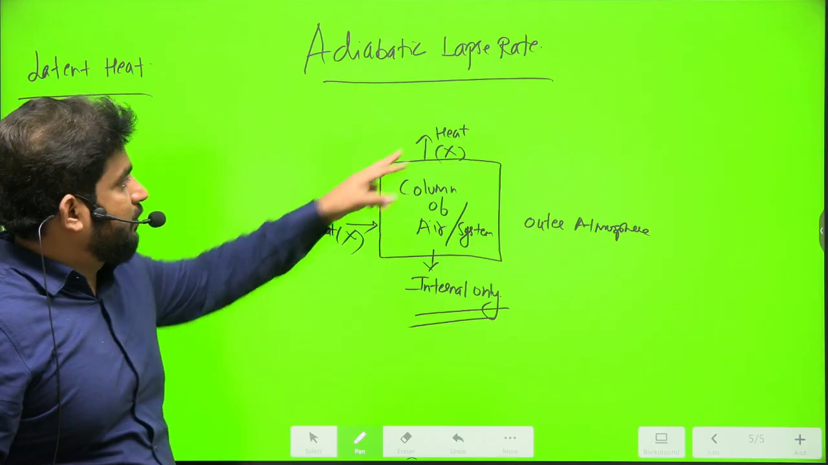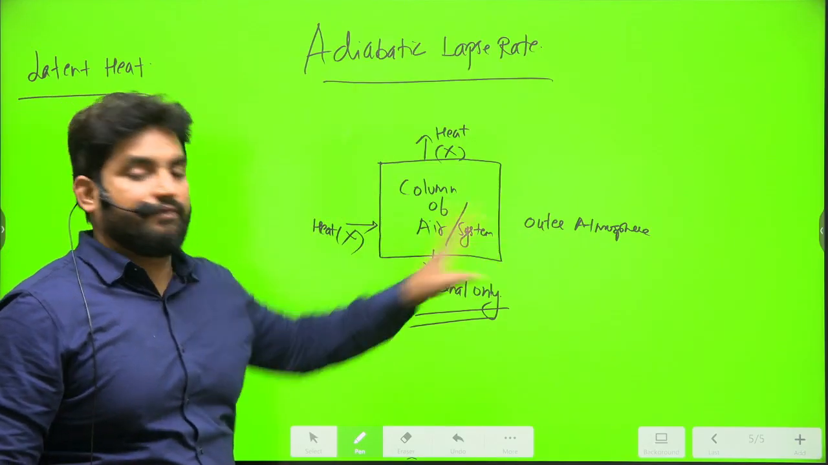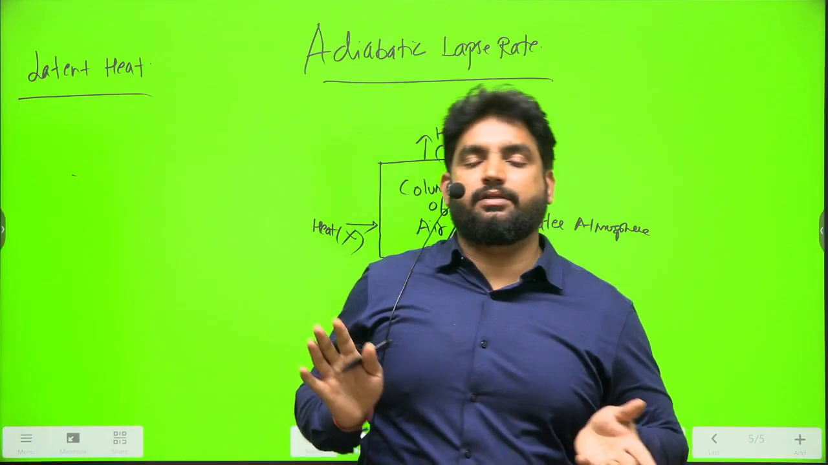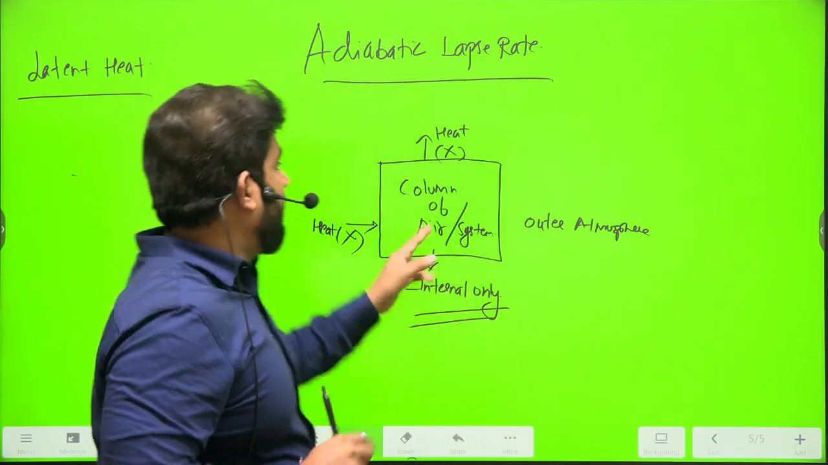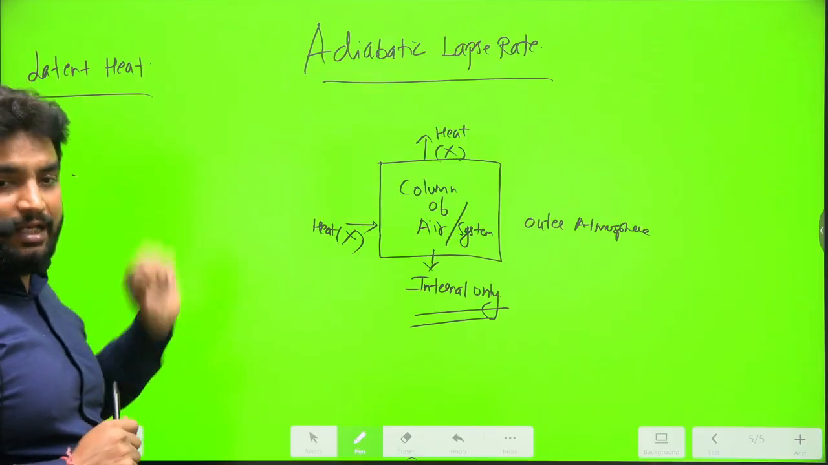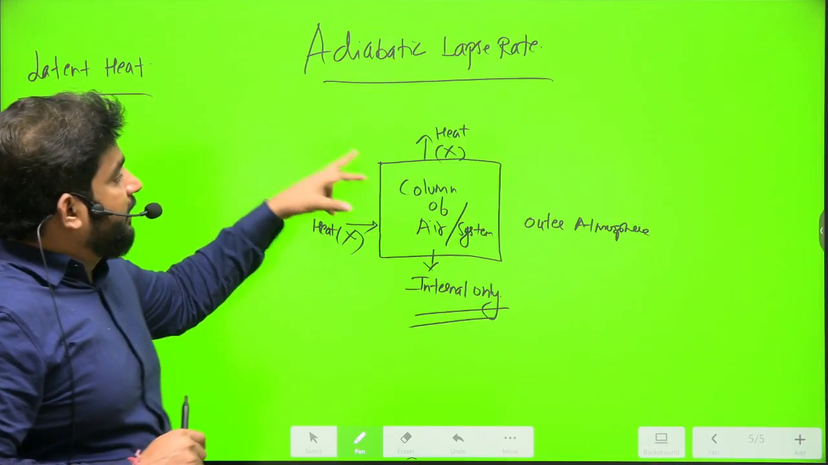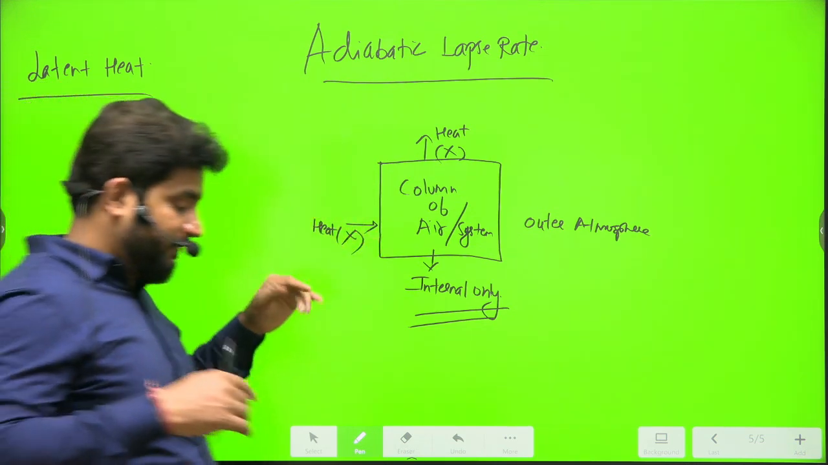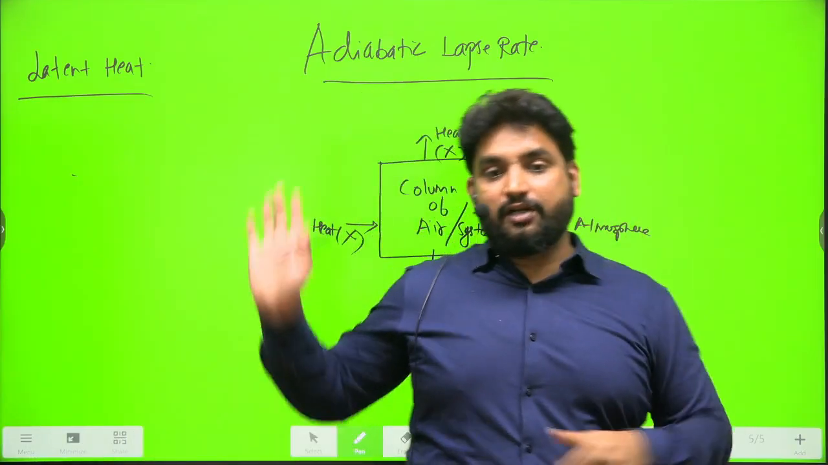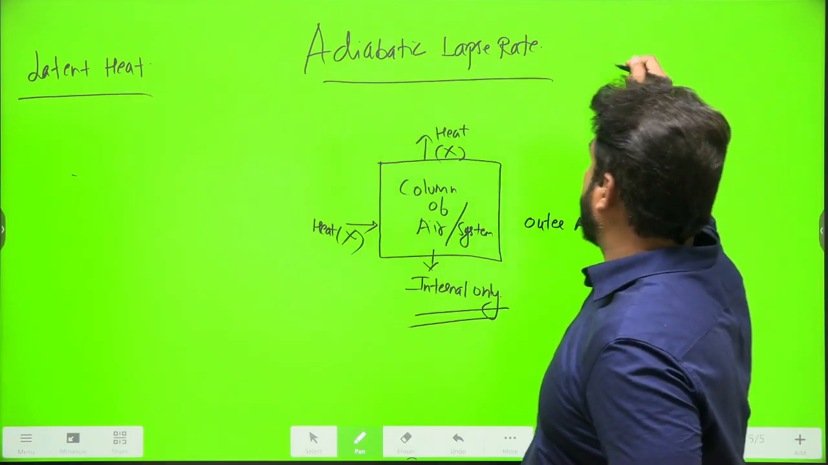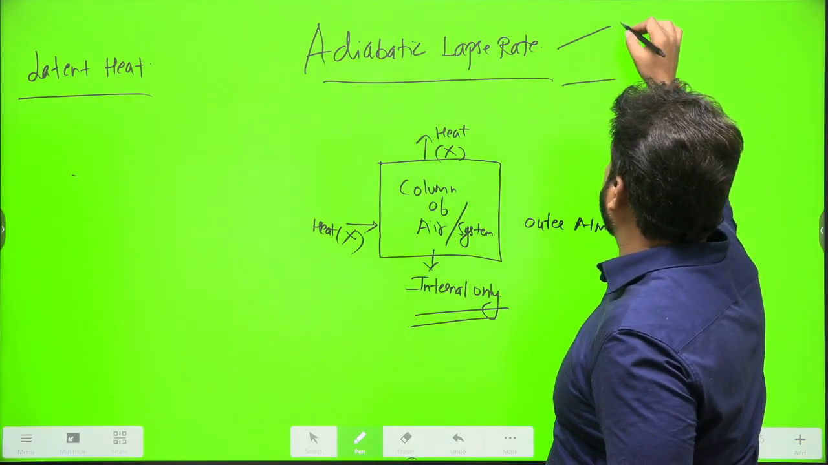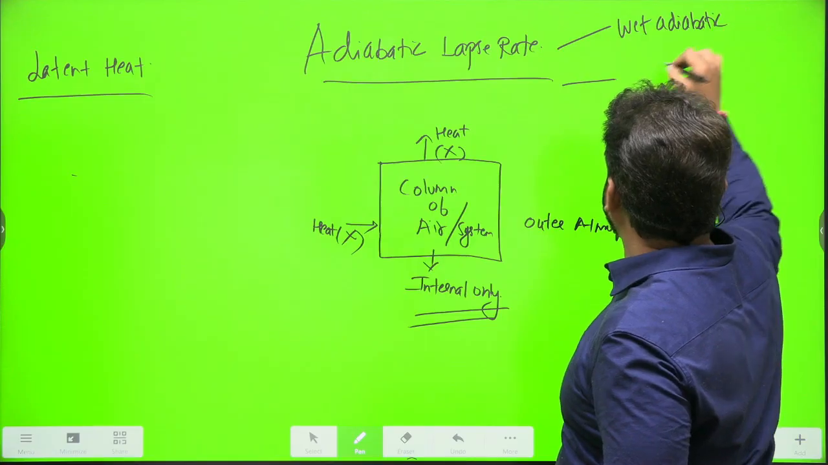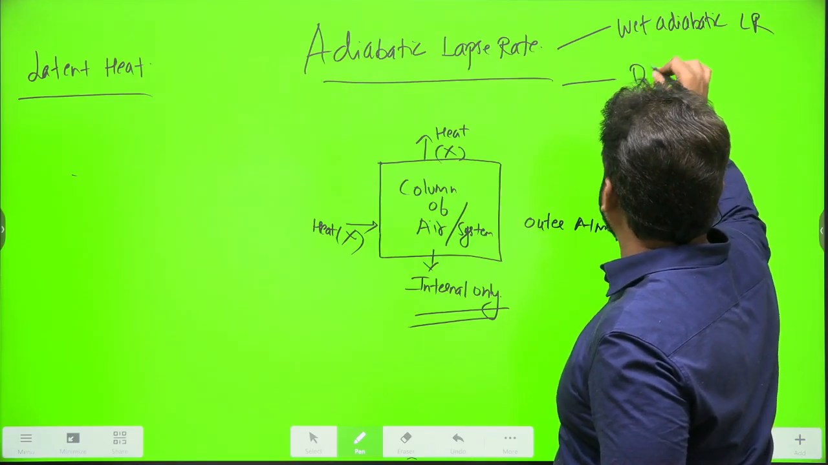There is no exchange of heat between the column of air, or system, and the outer atmosphere, and all the temperature changes are internal only. That is known as adiabatic. And when there is a lapse rate associated with it, we call it the adiabatic lapse rate. In the adiabatic lapse rate, there are two types, students. One is the wet adiabatic lapse rate and the dry adiabatic lapse rate.